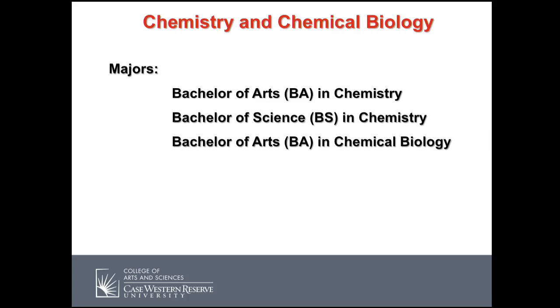So I'm going to talk about chemistry and this thing called chemical biology that hopefully will become a little bit more clear as to what that is in a minute. There are 3 degree programs that are offered in the Department of Chemistry. If you don't flip to the slides, there's a Bachelor of Arts in Chemistry, a Bachelor of Science in Chemistry, and then a Bachelor of Arts in Chemical Biology. And I'll talk a little bit about what chemical biology is exactly.